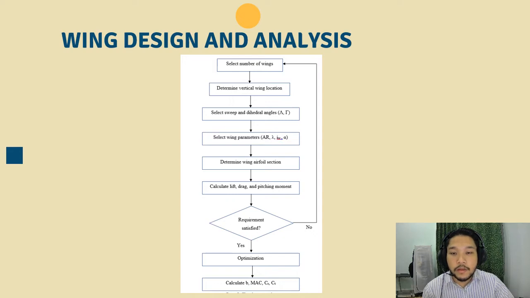The wing design procedure is shown in the figure below. The first step is to select the number of wings and proceed to determine the vertical location, select sweep and dihedral angle, select wing parameters, determine the wing airfoil section, and calculate lift, drag and pitching moment. If the requirement is satisfied, we proceed to optimization and the calculation. If the requirement is not satisfied, we have to select the number of wings again.